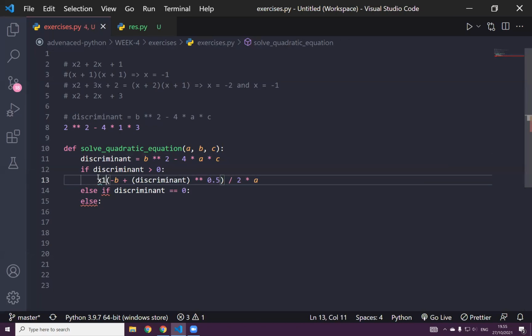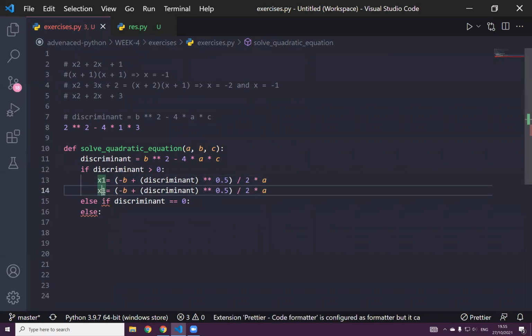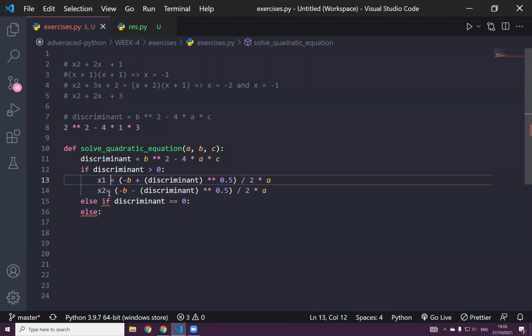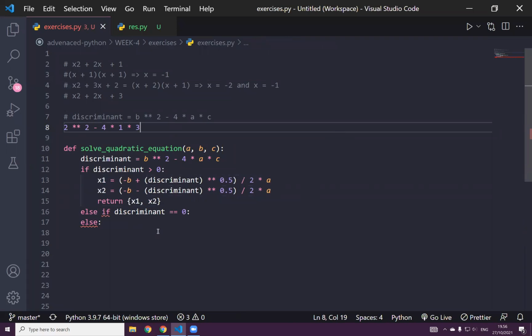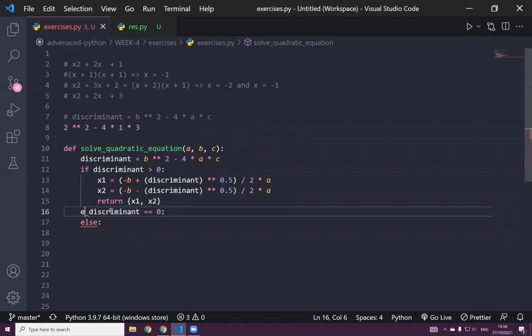You can call it x1 or solution 1. And to calculate the second, it should be x2. In this case, instead of plus, I should do the minus. And I like spacing. And now we can just return x1 and x2. Now I'm writing like JavaScript here. It should be elif. Okay, great.